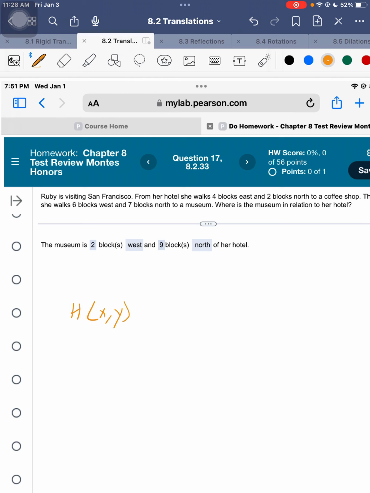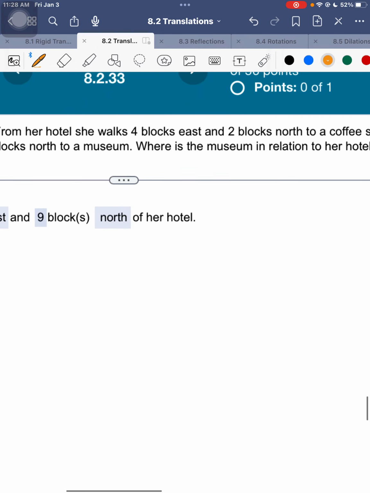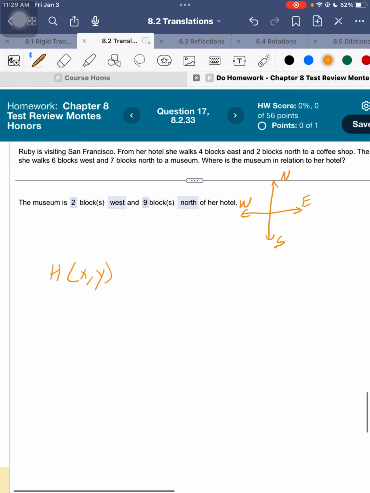You guys, I will probably put the cardinal system on the board during your quiz or exam. So you have north, south, east, and west. Obviously if we move west, we're going to be subtracting the x. If we move east, we're going to be adding the x. If we move north, we're going to be adding the y. If we move south, we're going to be subtracting the y. So her hotel is on x comma y.